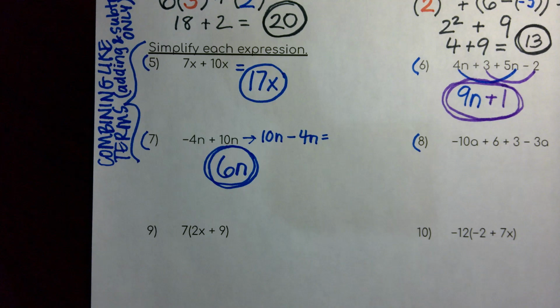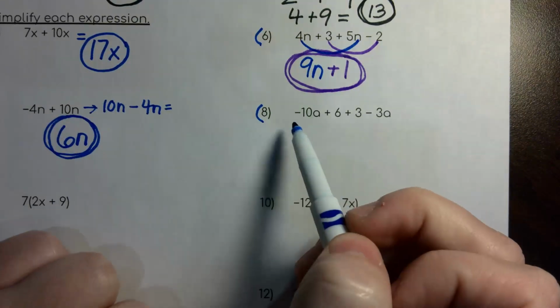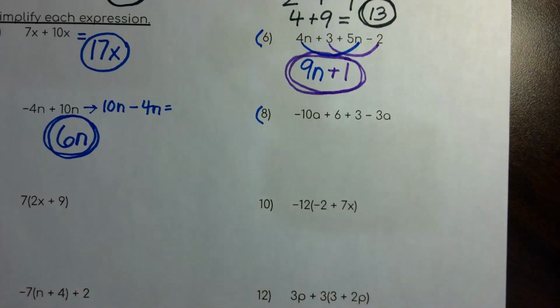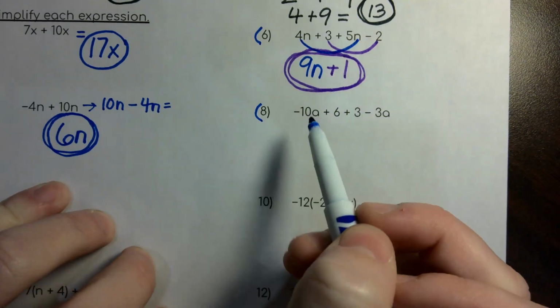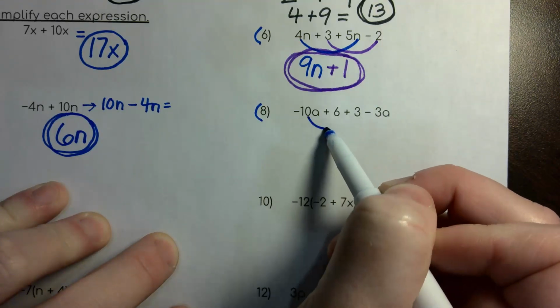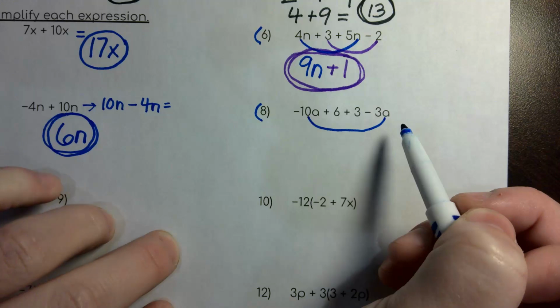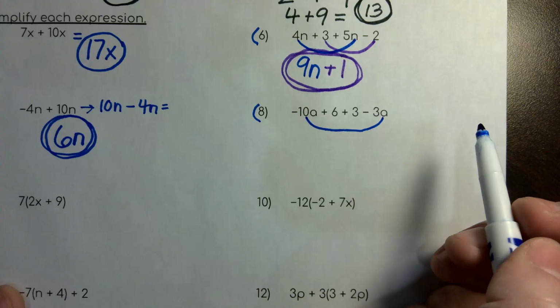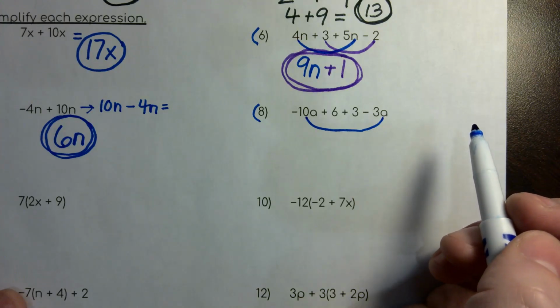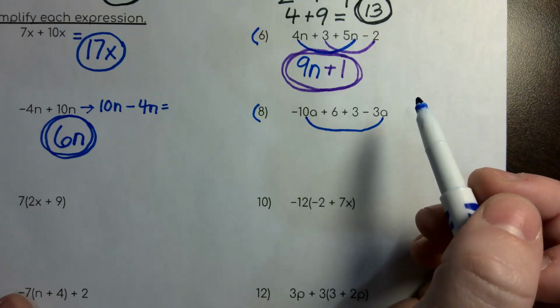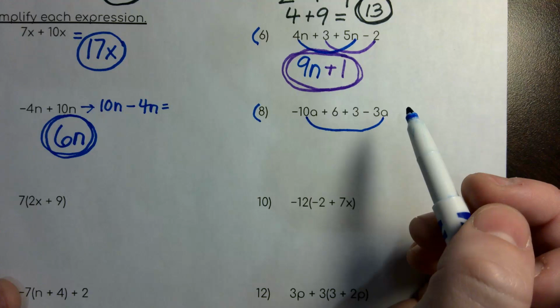Okay, does that make sense? Good. All right, let's check number 8. We have negative 10a plus 6 plus 3 minus 3a. What should we do first? Yeah, we're going to combine the like terms. We have an a first. Where's our other a? At the end. We've got a negative 10a and a negative 3a. How are we going to put those together? What's that going to give us? It'll give us a positive 7a. Not a positive 7. If we've got two negative numbers, yeah, we're going to get a negative 13a.